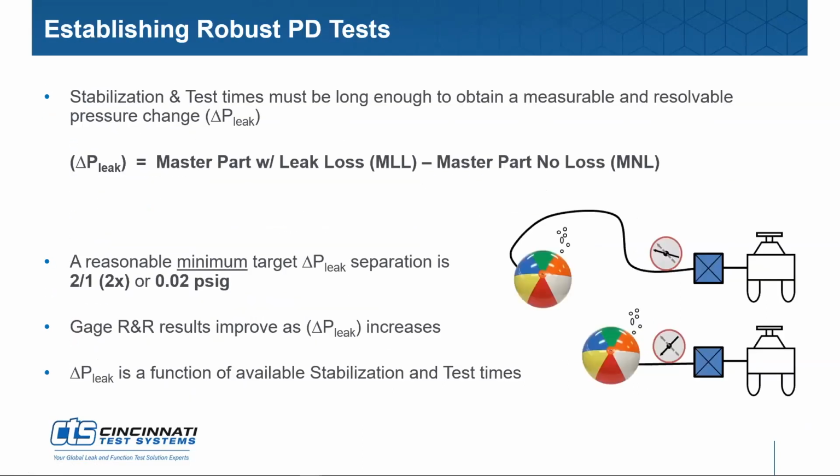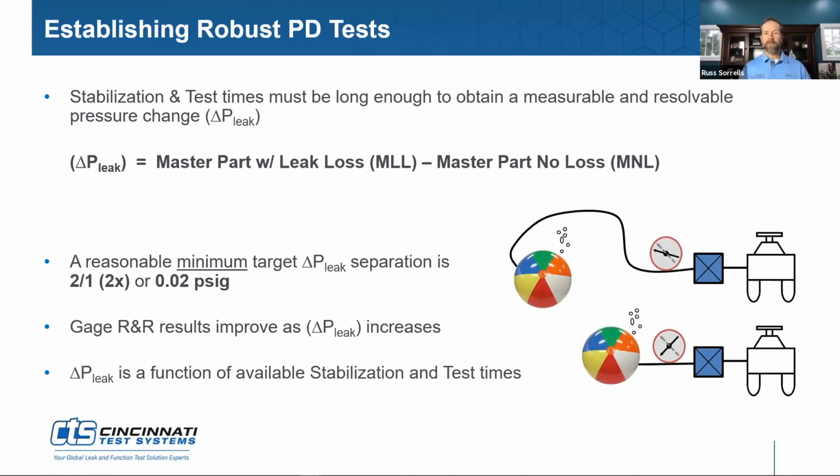Well, what I want to do is look at my master leak loss and my master no leak loss and make sure I've got a difference of at least 0.02 psi, or a 2-to-1 difference, between my part with a known leak in it and my part that doesn't have a leak in it. Yeah.